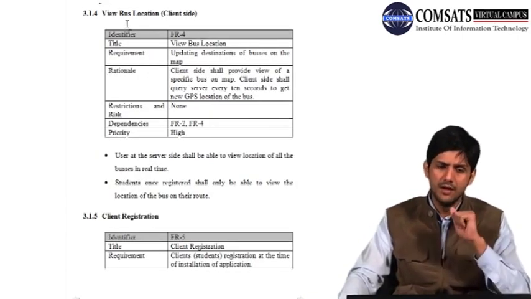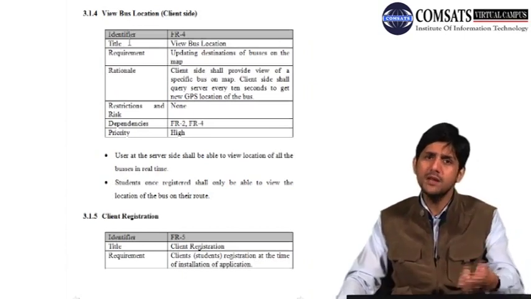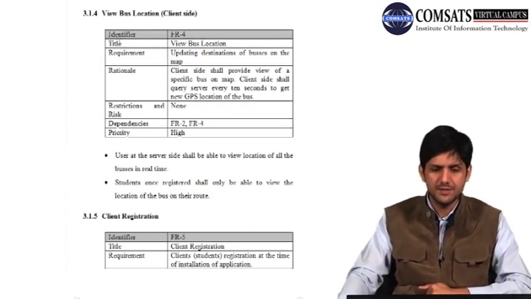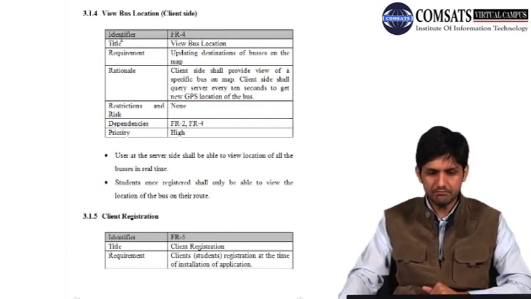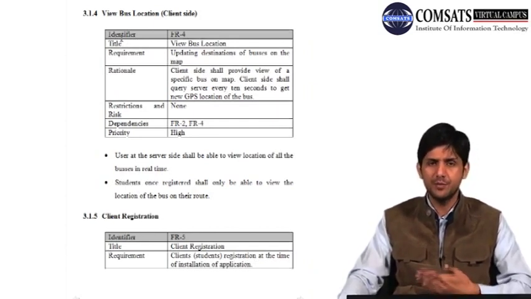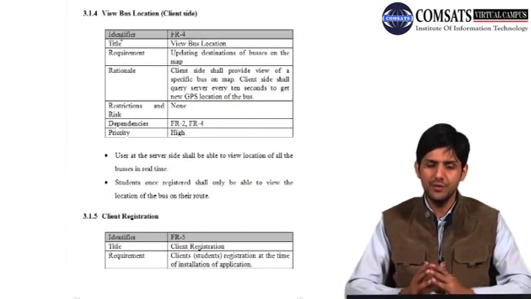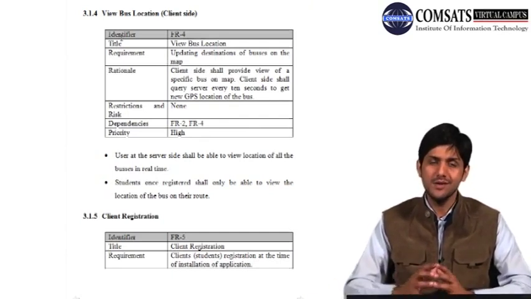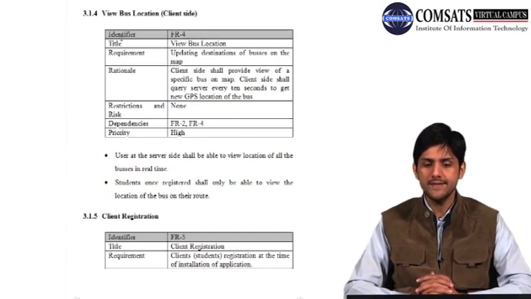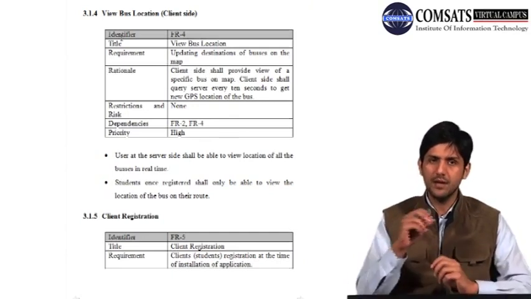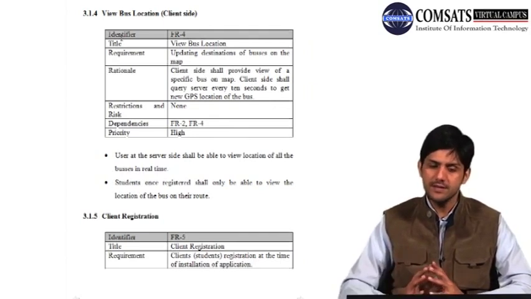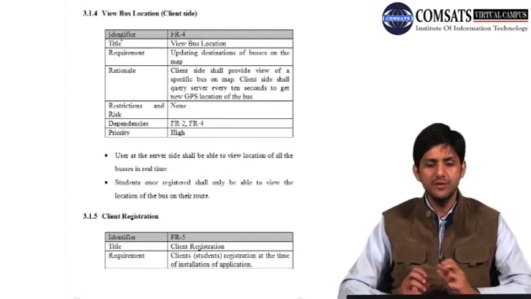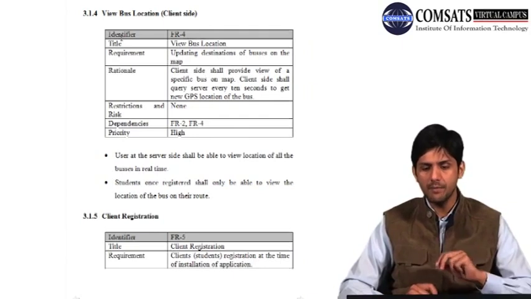View bus location. We'll quickly look at this one, and then we'll move to the non-functional requirements. So what is the title of this requirement? It says view bus location, because that is what the service is supposed to do. A student should be able to view the bus location. And what does the requirement text say? It says updating the location of the buses on the map. So what is the rationale behind this? The client side shall provide a view of a specific bus on the map.